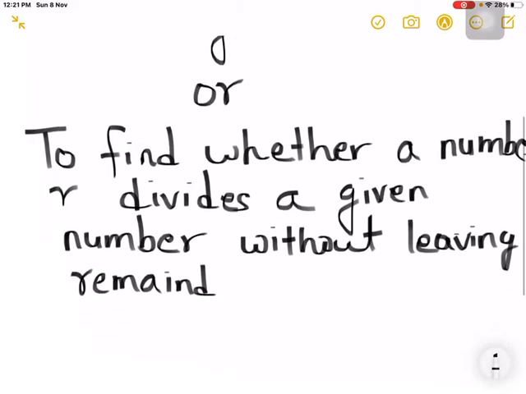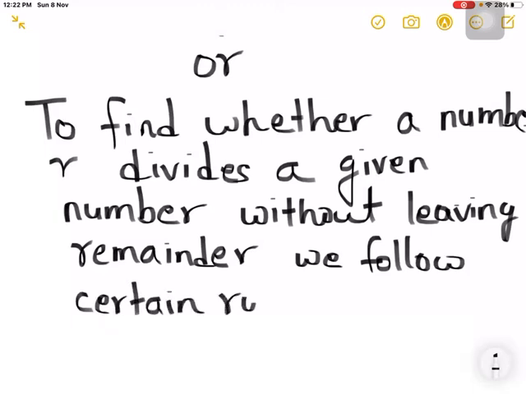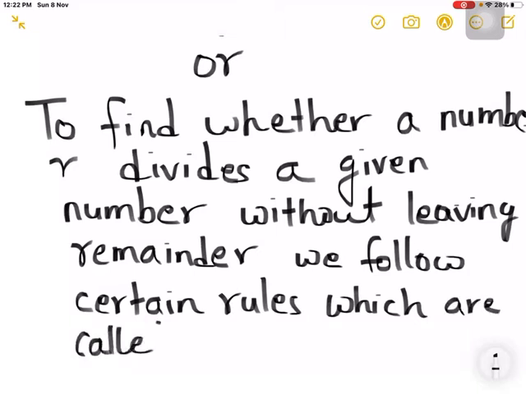we use certain rules. We follow certain rules, and this is called the test of divisibility.